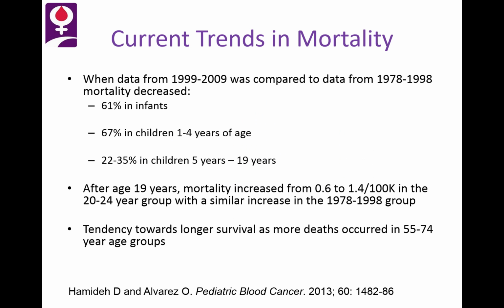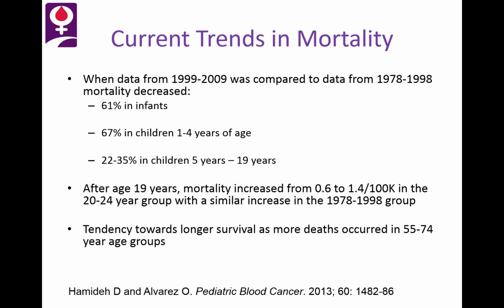So when you look at current trends in mortality and compare the 1999 to 2009 cohort to the 1978 to 1998 cohort, we can see that mortality decreased 61% in infants, 67% in children 1 to 4 years of age, and 22 to 35% in children 5 years to 19. But after 19 years of age, mortality increased from 0.6 to 1.4 per 100,000 in the 20 to 24 year group, with a similar increase seen in the next cohort as well.